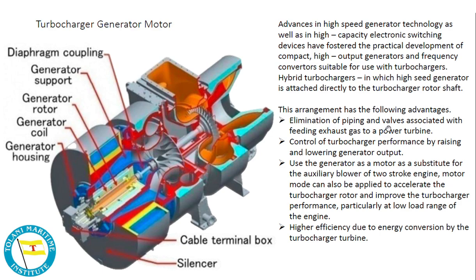This arrangement has the following advantages: elimination of piping and valves associated with feeding exhaust gas to a power turbine, and control of turbocharger performance by raising and lowering generator output. The generator can be used as a motor as a substitute for the auxiliary blower of a two-stroke engine. Motor mode can also be applied to accelerate the turbocharger rotor and improve turbocharger performance, particularly at the low load range of the engine. There is also higher efficiency due to energy conversion by the turbocharger turbine.